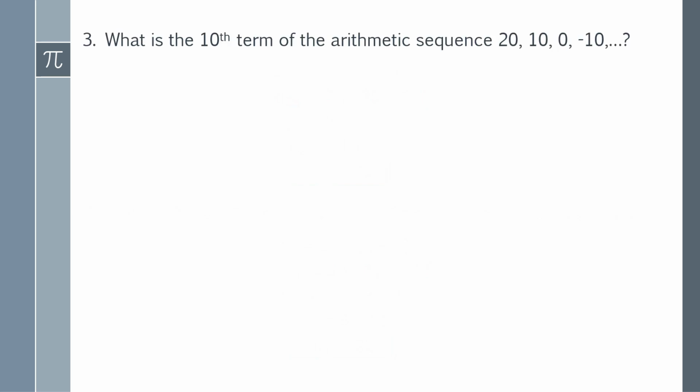For number 3, what is the 10th term of the arithmetic sequence 20, 10, 0, negative 10? So we will use the formula of the arithmetic sequence. Next, substitute the values. So our n is 10, so we have now a sub 10 equals, our first term is 20 plus 10 minus 1 times negative 10. So where do we get negative 10? That is our common difference. If you can observe, the sequence is decreasing, so we have negative.